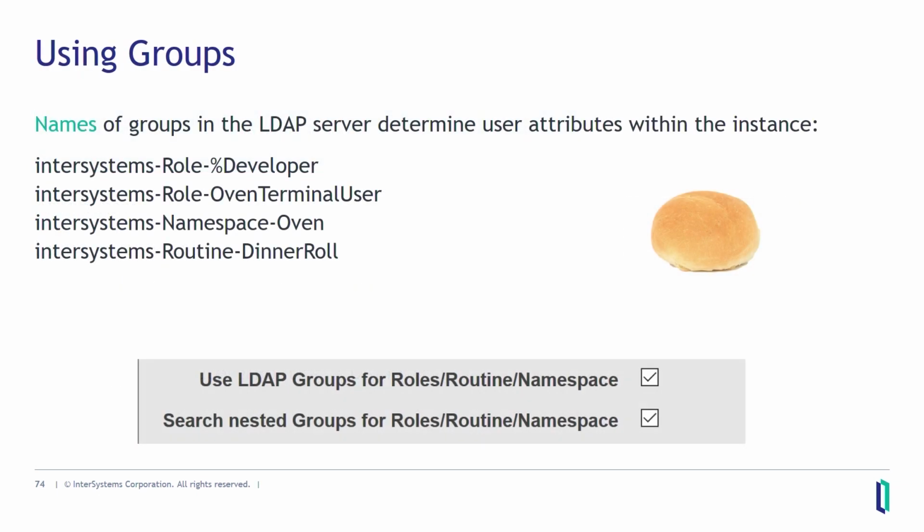Starting in 2015.1, we started allowing you to use group assignments to specify the role, namespace, and so forth. So you create some groups with very particular names, InterSystems-role-some role that exists on your instance, InterSystems-namespace-some namespace that exists on your instance, and then you assign the users in the LDAP server to be members of that group. So instead of going in and editing, just say, okay, be part of this group. And you can do that for a whole bunch of users, just have to create one group.